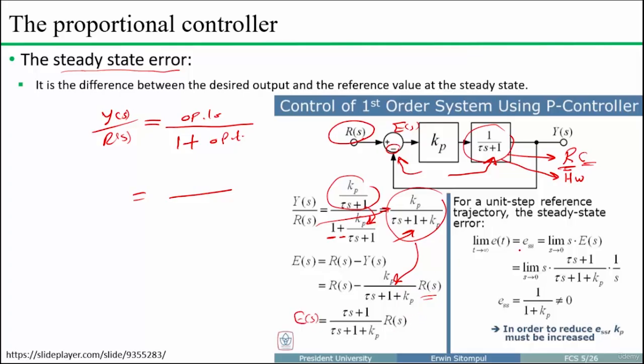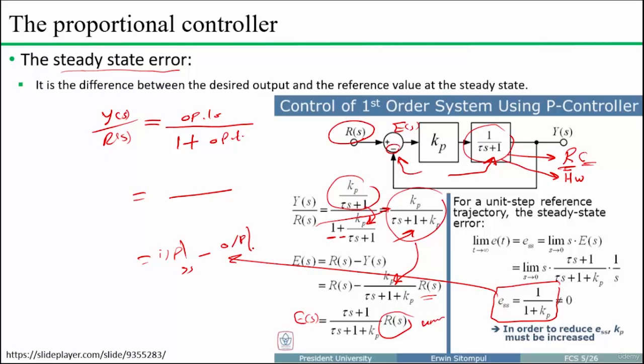If we want to calculate the steady state error, and steady state means when the system reaches the steady state, we can say that the steady state error is equal to the limit as s goes to 0 of s multiplied by the error of s. So we can replace the input here by 1 over s because we are using a unit step input, and in that case the error will be equal to 1 over 1 plus Kp. And remember, the error is equal to the input in the steady state minus the output in the steady state.